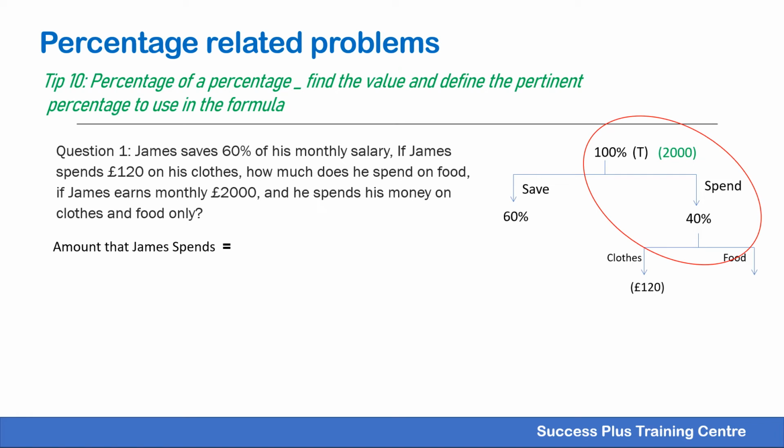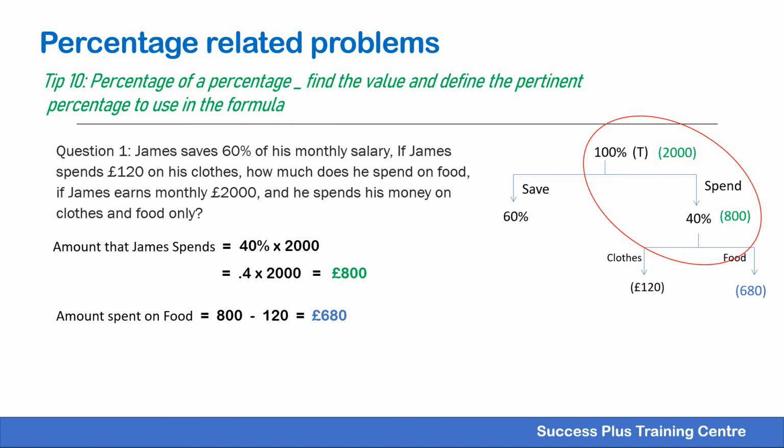Working out the total amount that James spends on both clothes and food, that should equal 40% times 2,000. Using the previous tips, that should also equal 0.4 times 2,000, which should equal £800. So if £800 is the total amount that James spends on both clothes and food, and we know the amount that he spends on clothes, then we should be able to work out the amount that he spends on food, which should equal £800 take away £120, and that should equal £680.